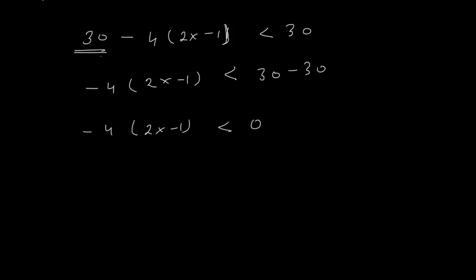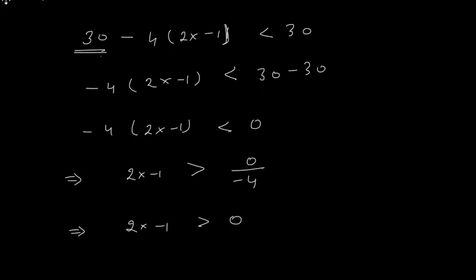Okay. Now here I have minus sign. I will divide both the sides by minus 4. So this will give me 2x minus 1 less than 0 upon minus 4. Now when I am dividing by minus 4, as it is a negative number, what will happen to my inequation sign? It will change, less than will change to greater than. So therefore this will give me 2x minus 1 greater than 0. Now here on the right hand side I am not writing anything.